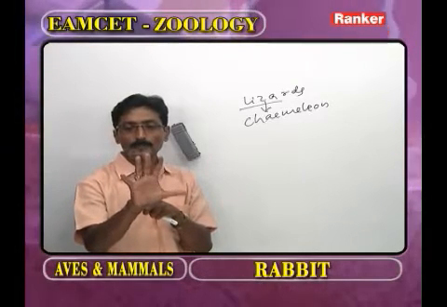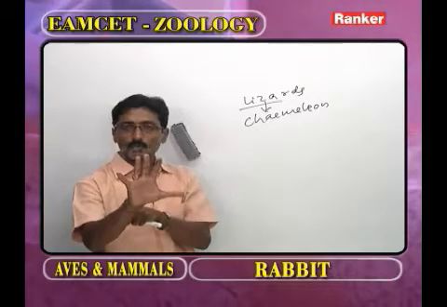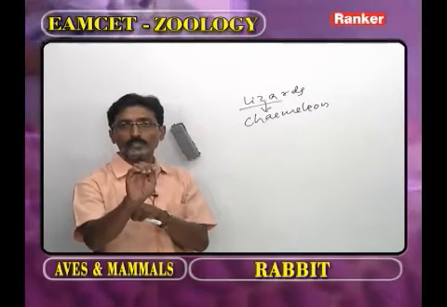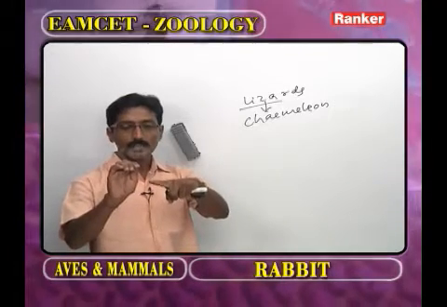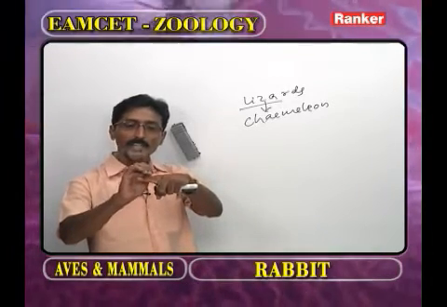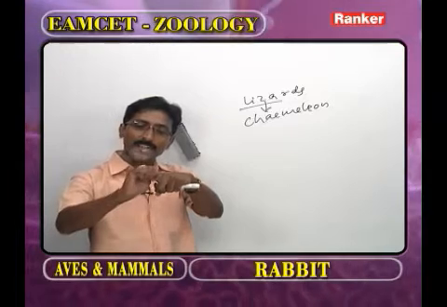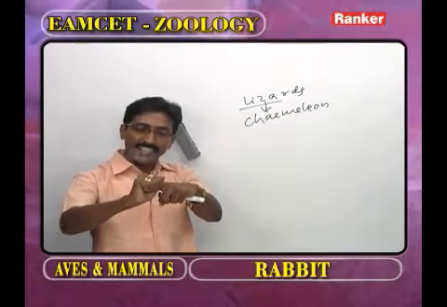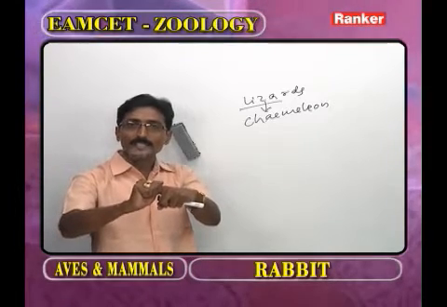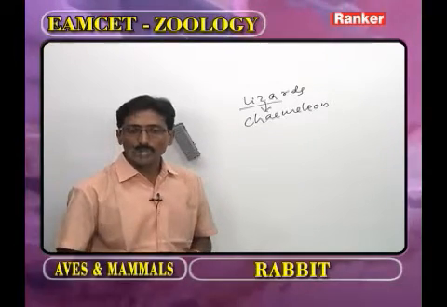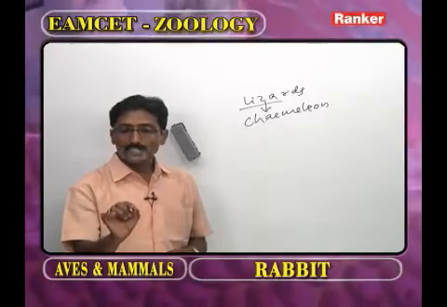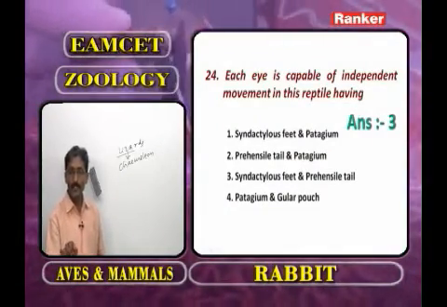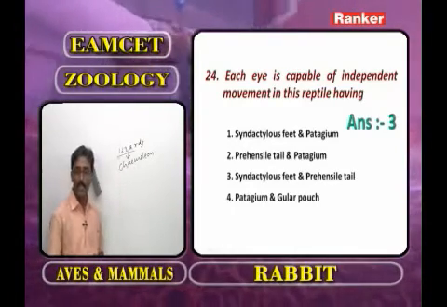Again you have to observe. In the chameleon, in the forelimb, the 5 digits are completely fused. It is called syndactylous. Now this is the branch of a tree. With the help of syndactylous forelimbs and hind limbs, it firmly holds the branches of the tree. Now here you observe the question. Each eye is capable of independent movement in this reptile. What type of reptile? Chameleon.